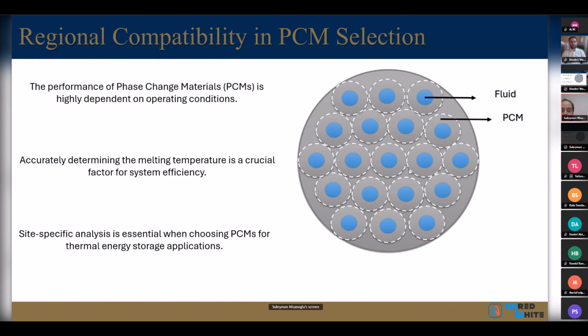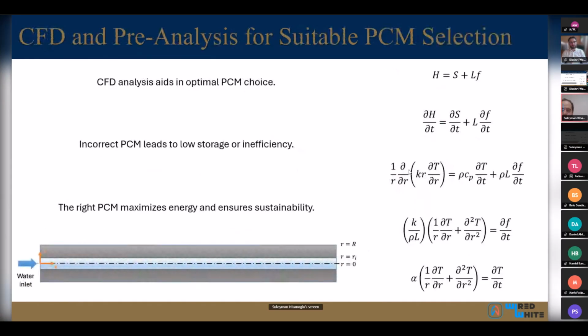Therefore, before installing the system, region-specific temperature profile, fluid velocity, and use habits must be considered. Otherwise, an incorrect PCM choice may lead to insufficient energy storage or inefficient operation. The right material stores maximum energy under the right condition, ensuring a sustainable system.